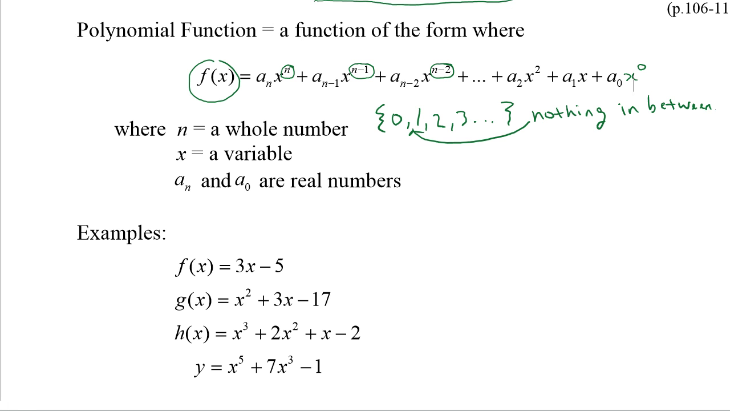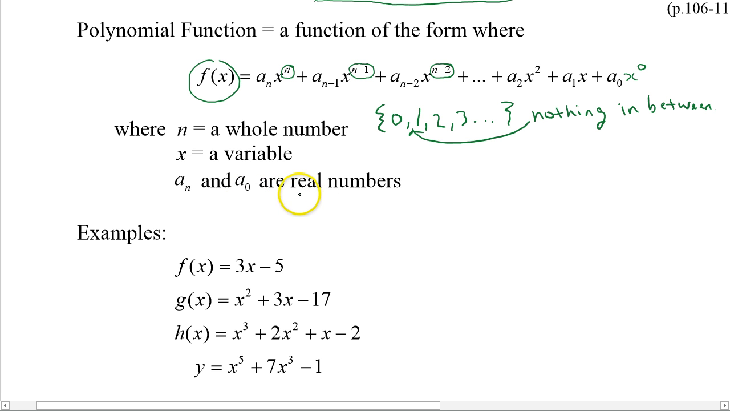So the polynomial is set up in decreasing order. If we look at our examples down here, you can see how this is done in decreasing order. This is an exponent 2, this is exponent 1, and there's our constant term. So that's the first part. The second one is that in this definition, x is a variable. We don't have to use x, but we usually do. So x is a variable, and then a subscript n and a subscript 0 are real numbers.